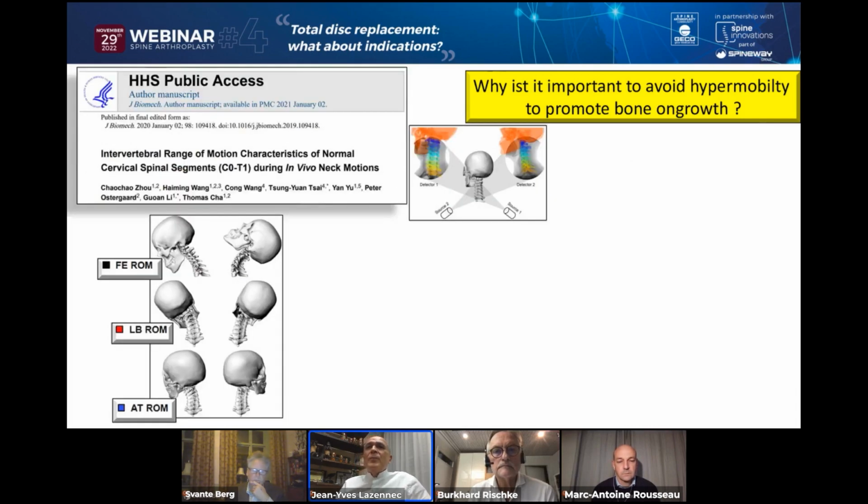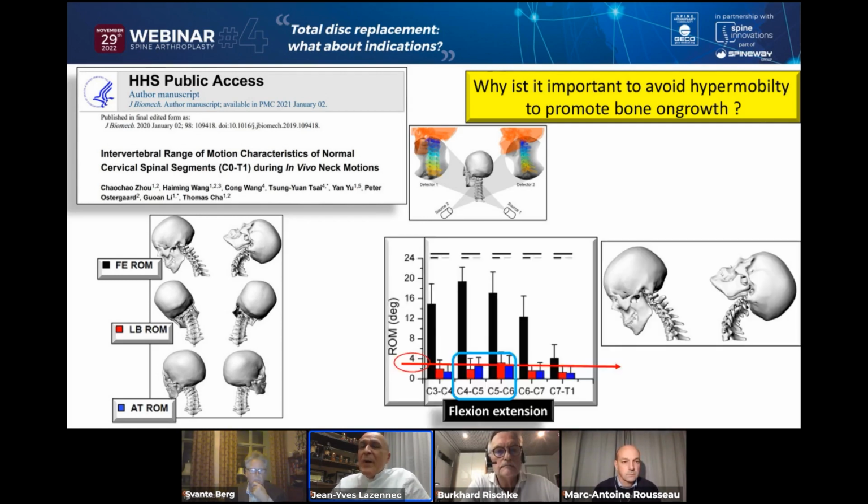Interesting concept. And what about cervical disc? What are the limitations? This paper is also very interesting. In black, flexion extension range of motion. In red, lateral bending. And in blue, axial rotation. Very quickly, you see here, when you do flexion extension in black, so you have maximum flexion extension, the most risky levels are C4C5, C5C6, about 4 degrees for lateral bending and axial rotation. So you can say to me, but it is okay, it is not a lot, but for small bone bridges, it may be a problem.